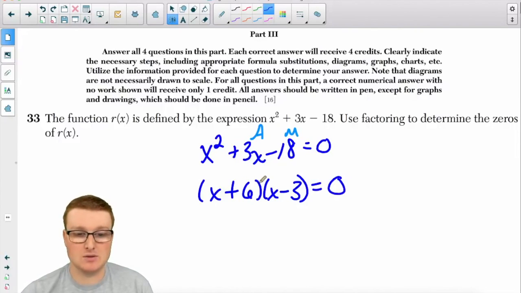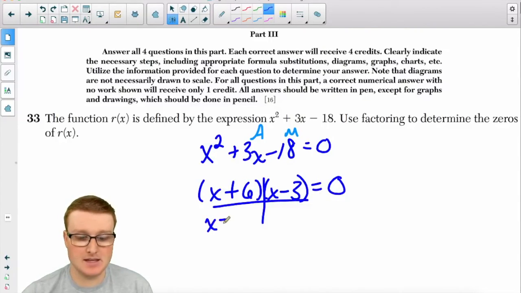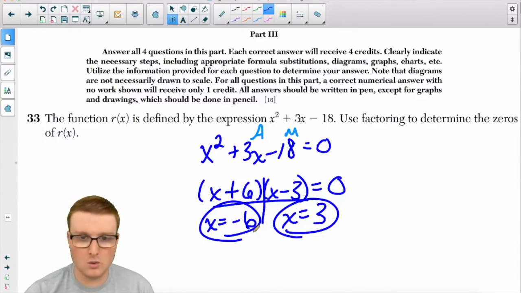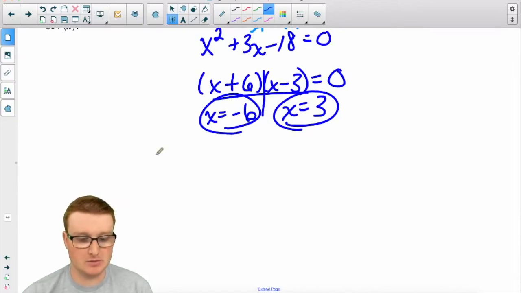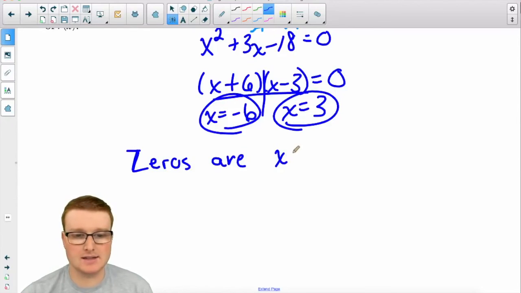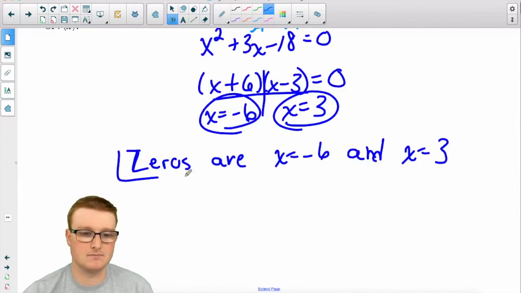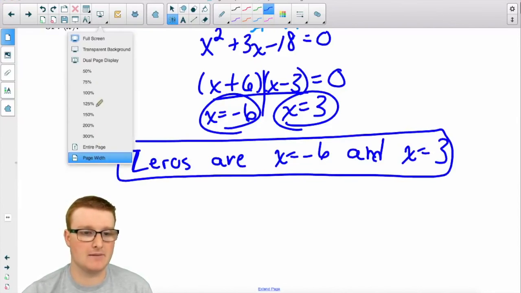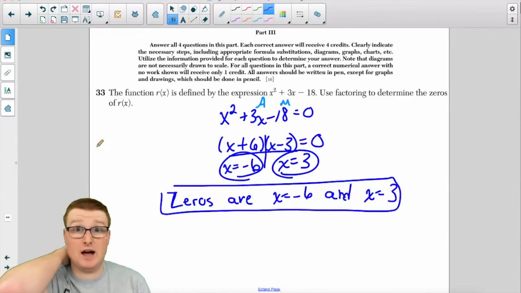Good. Equals 0, t-bar it. X equals negative 6, and x is equal to 3. You just take its opposite. So, use factoring to determine the zeros. The zeros are x equals negative 6, and x is equal to 3. Okay. Simple question. Of course, there's a follow-up, though.